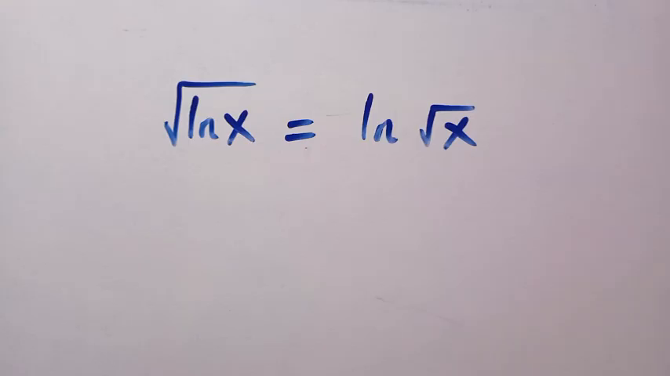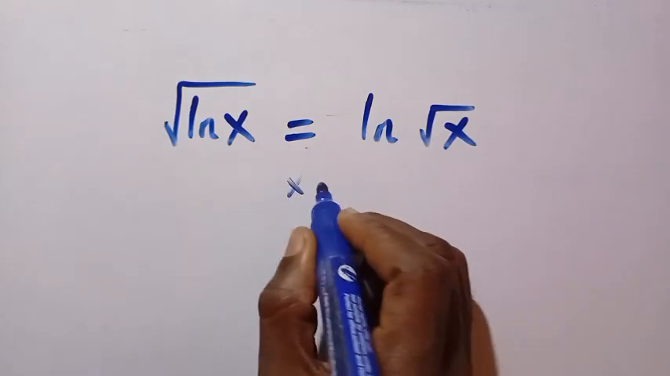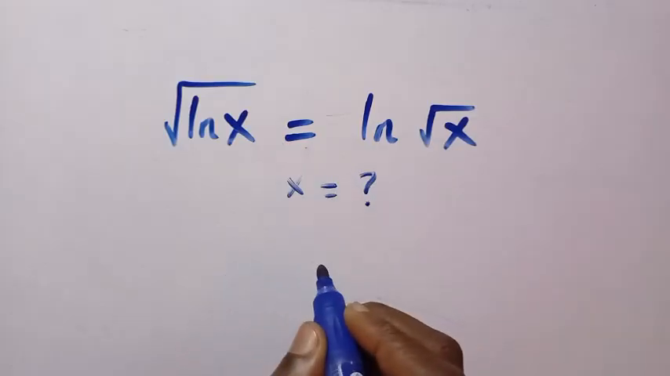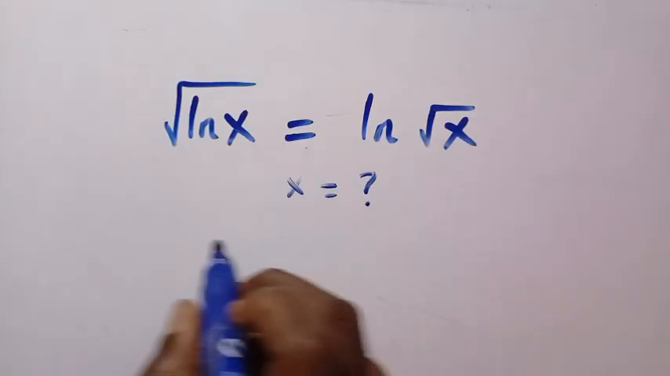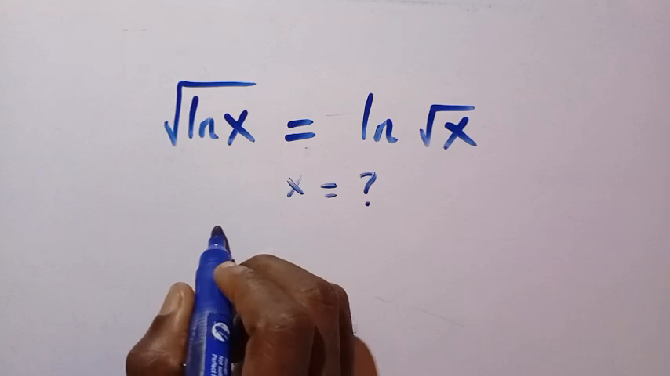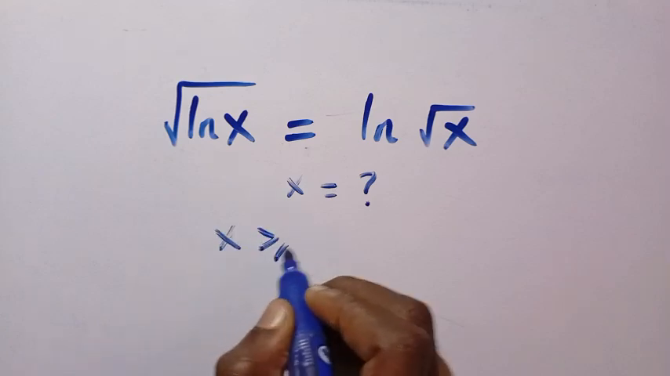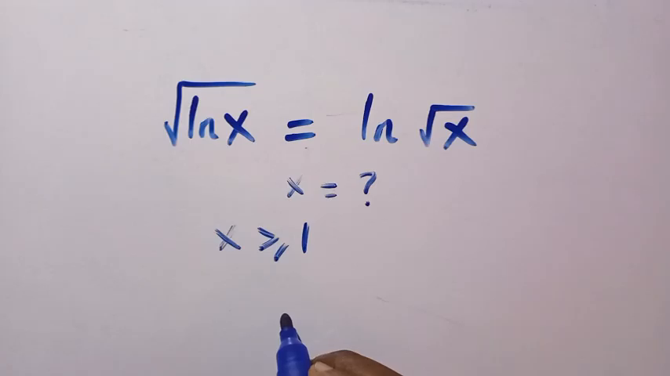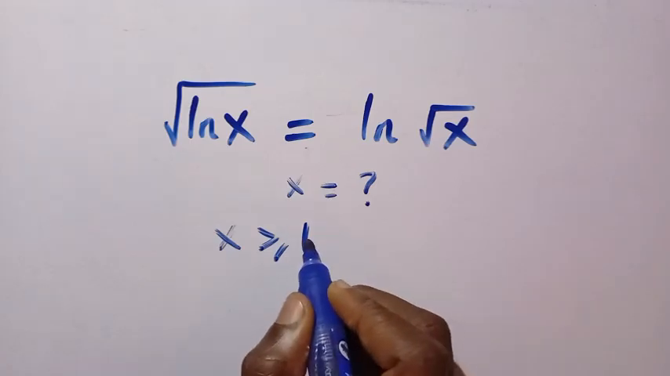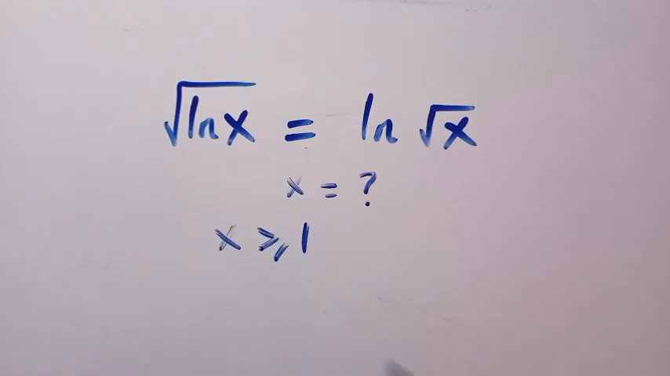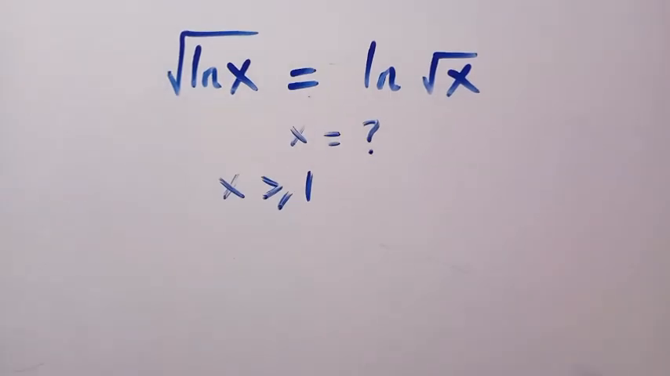How to solve this nice logarithm equation? We have the square root of ln x equals ln root x. And to find the value of x here, we're interested in finding all the possible values of x. One thing we have to note here is x is greater than or equal to 1. That is, the solution here is x can be 1 or a value greater than 1. Then how can we obtain this?